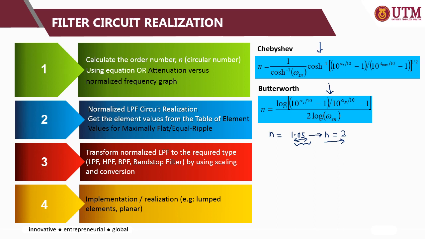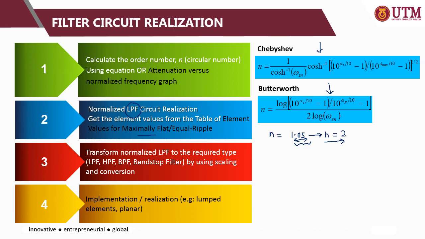Next, after you get the filter order number, you need to normalize. You need to design a normalized circuit low pass filter. Okay, low pass filter circuit. It is in normalized values, in which you need to refer to a table representing how many elements or components you need to consider in order to get the circuit, normalized circuit for a low pass filter design. Okay, depending on whether it is equiripple, Chebyshev, or it is Butterworth, maximally flat.